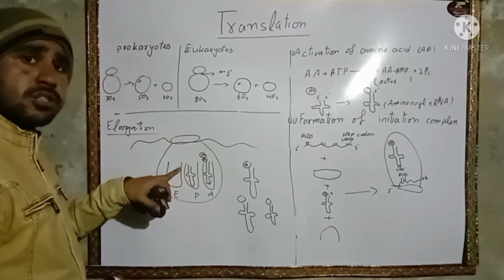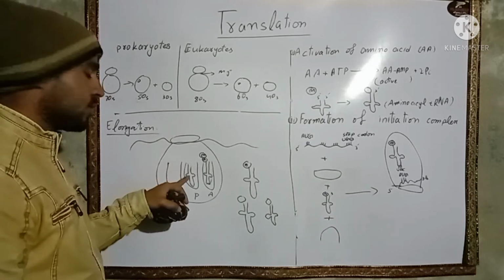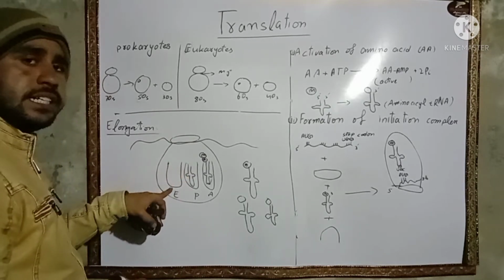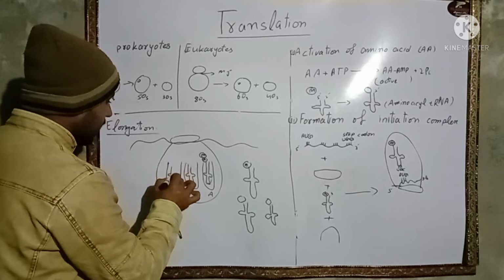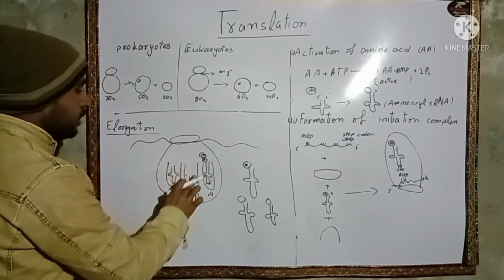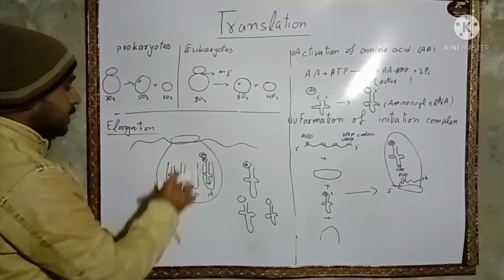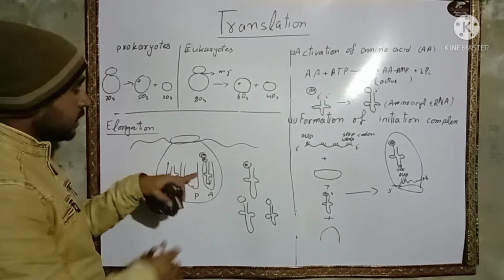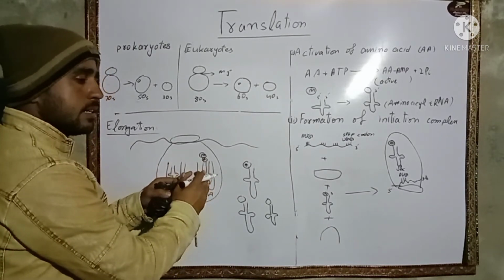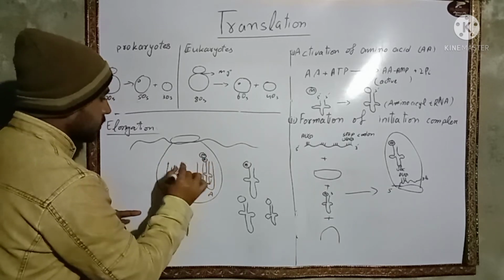Now it is free. It is not an aminoacyl transfer RNA, it is just transfer RNA, and this transfer RNA now enters into the E site like this. It is free, and here it will be removed because it comes into the E site. When this site is blank, then this aminoacyl transfer RNA enters into the P site like this.